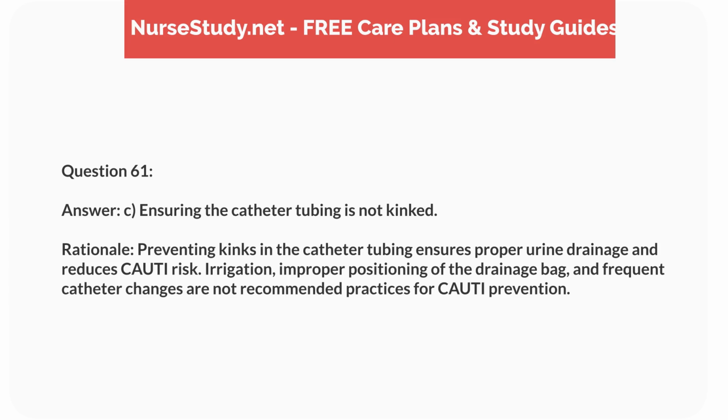Answer: C. Ensuring the catheter tubing is not kinked. Rationale: preventing kinks in the catheter tubing ensures proper urine drainage and reduces CAUTI risk. Irrigation, improper positioning of the drainage bag, and frequent catheter changes are not recommended practices for CAUTI prevention.